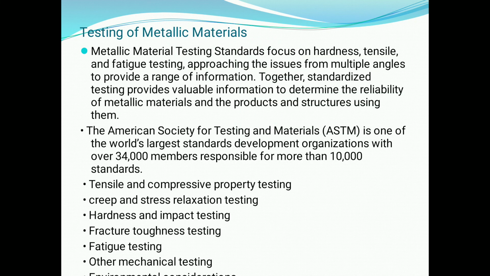Today we are going to learn a topic, testing of metallic material. Metallic material testing standards focus on hardness, tensile and fatigue strength, approaching the issue from multiple angles to provide a range of information. Together, standard testing provides valuable information to determine the reliability of metallic material and the product or structure using them. The American Society for Testing and Material (ASTM) is one of the world's largest standard development organizations, with over 34,000 members responsible for more than 10,000 standards.